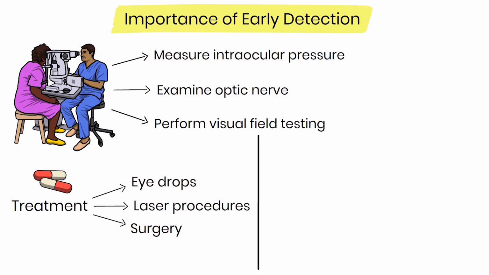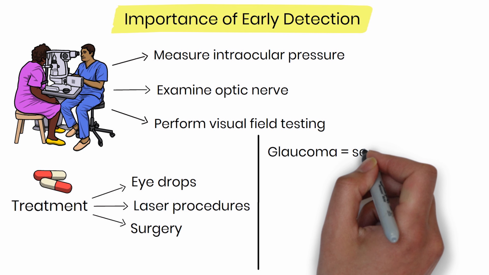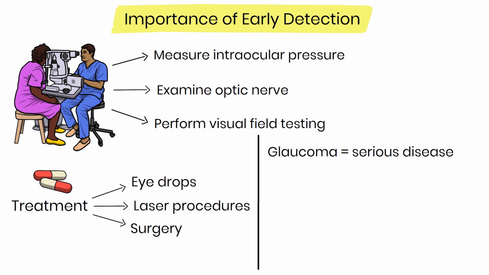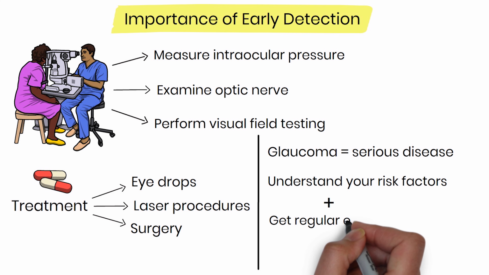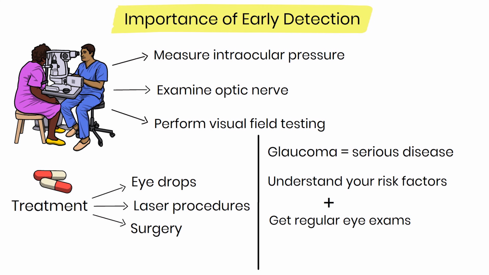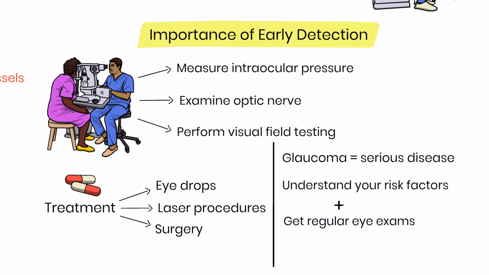The key takeaway is that glaucoma is a serious disease that can steal your sight without warning. However, by understanding your risk factors and getting regular eye exams, you can catch glaucoma in its early stages when treatment is most effective. Thanks for watching.